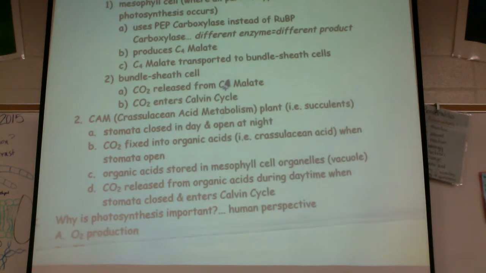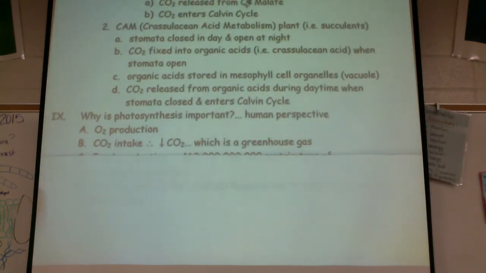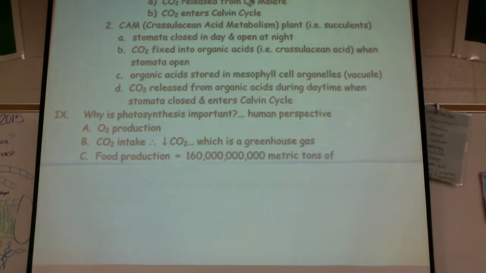So, why is photosynthesis important? Human perspective, of course, is that we like to live, so oxygen is good. Okay? We also need to get rid of those lovely greenhouse gases, right? That's one of the reasons that clear-cutting forests causes a problem. Or contaminating your seas is a problem because a lot of that lovely phytoplankton is giving off oxygen that we breathe, and if you kill them off by acidifying your oceans, that's a problem.